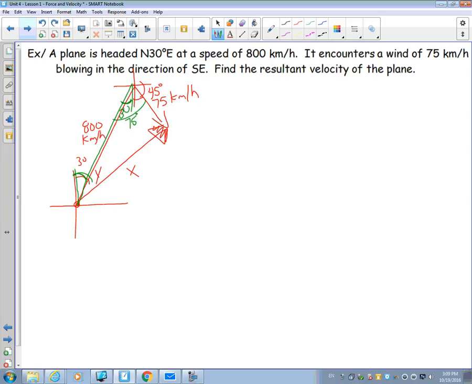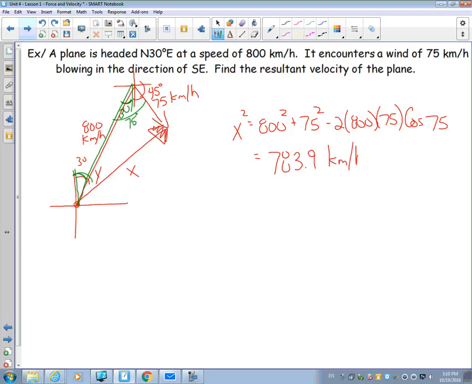That's the cosine law. So x squared equals 800 squared plus 75 squared minus 2 times 800 times 75 cos of the angle between them, which is 75. All in our calculator, square root it, and we get 783.9 kilometers an hour. So the plane's actually been slowed down by the wind this time.